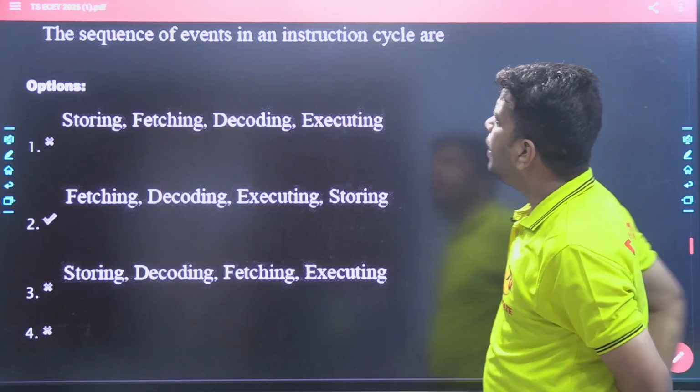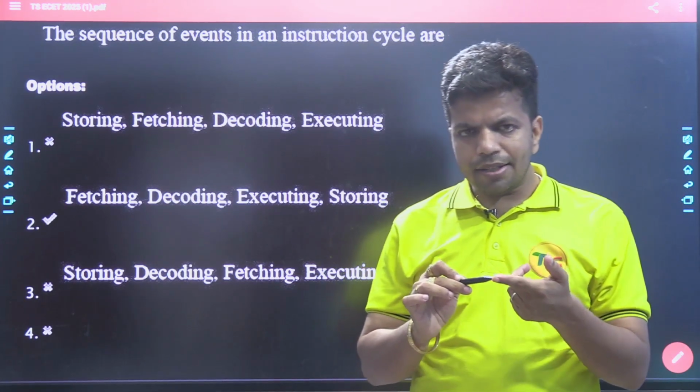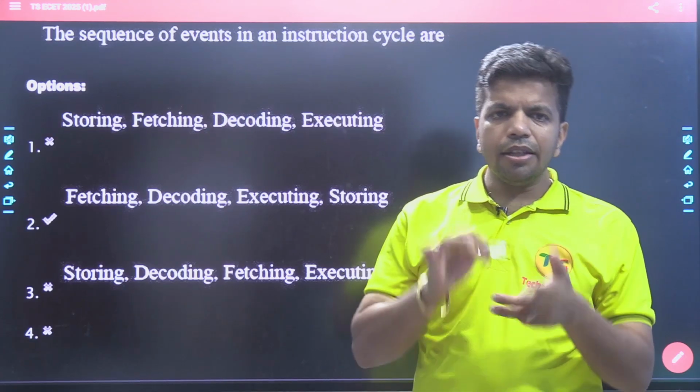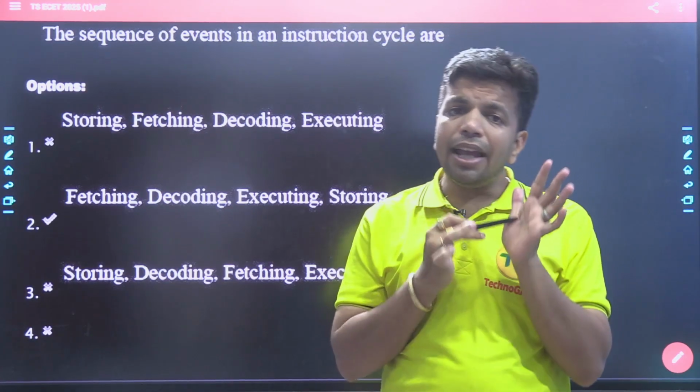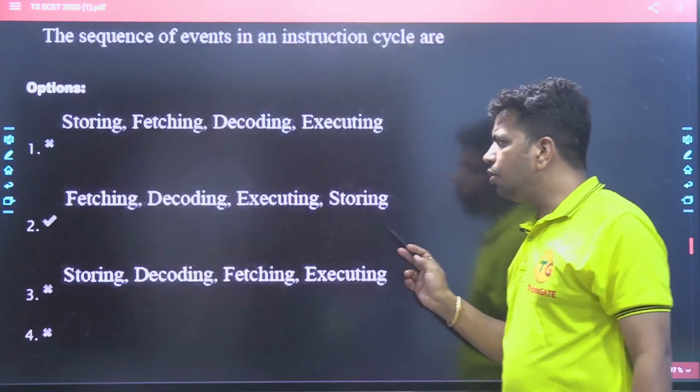The sequence of events in an instruction cycle is: first of all you need to fetch the instruction, then decode the instruction, then execute the instruction, and at the end store the results. You can go with answer number 2.